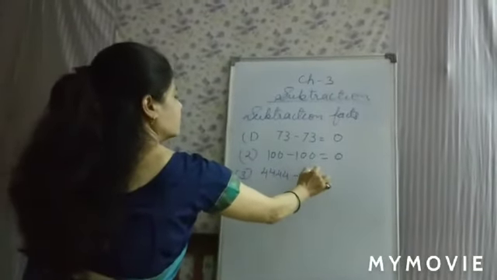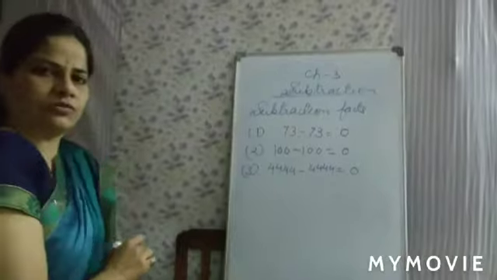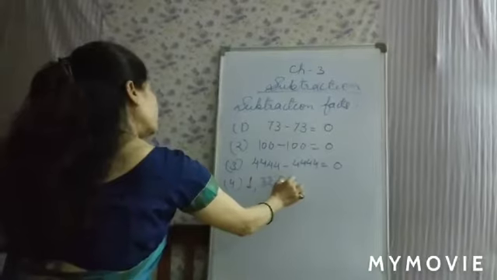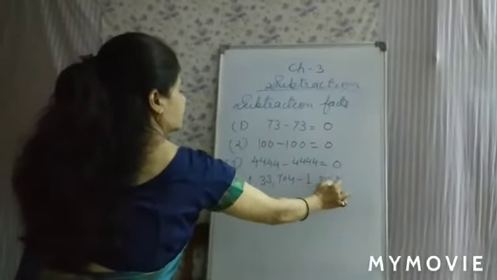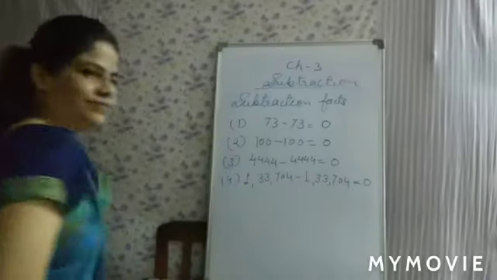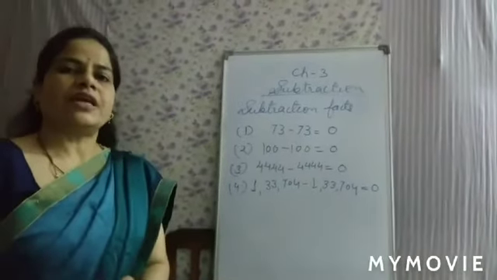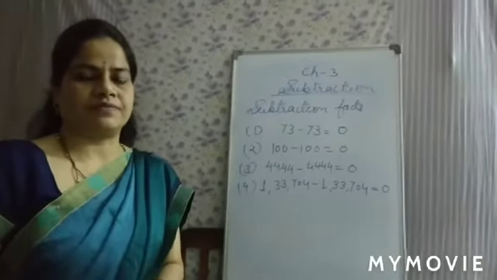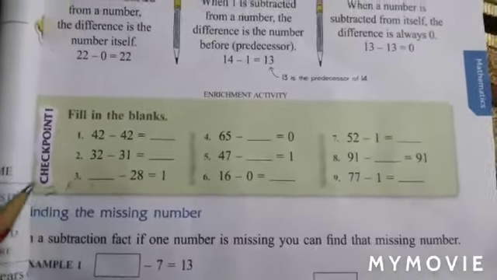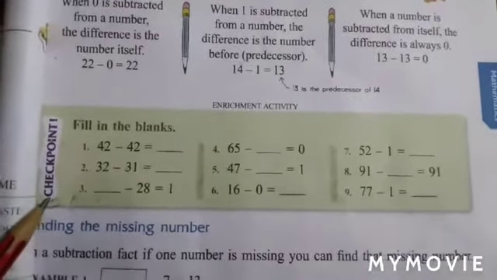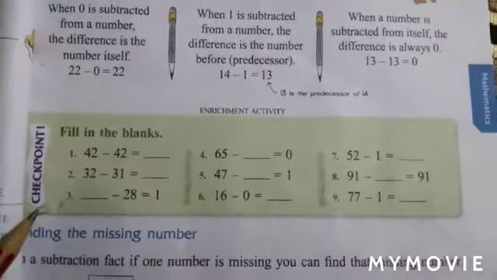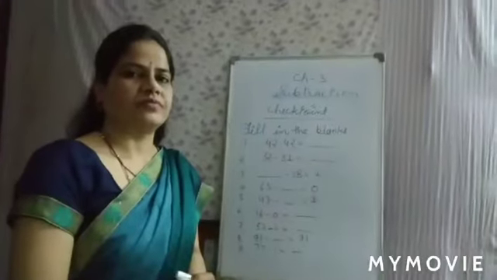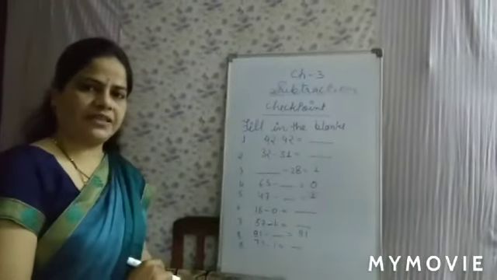4,444 minus 4,444, we will get 0. 1,33,704 minus 1,33,704, we will get 0. Means if you subtract any number from itself, you will get 0 only. Now this is the checkpoint given on page number 101 in your book. This is related to the subtraction facts. Now we are going to do this activity. So the question is fill in the blanks.